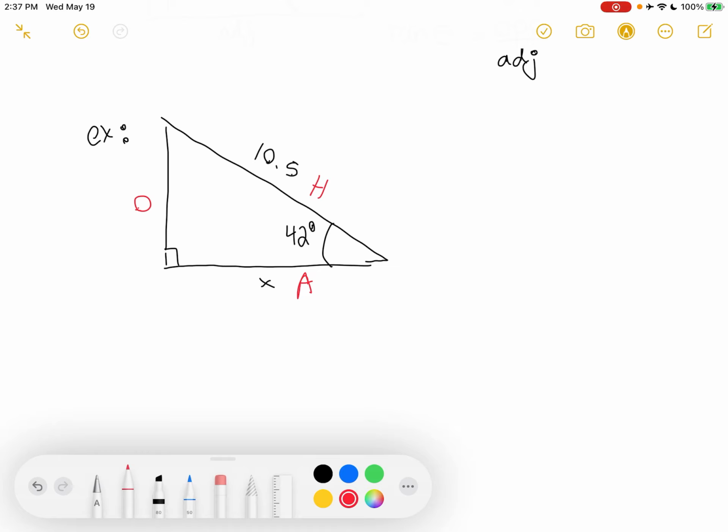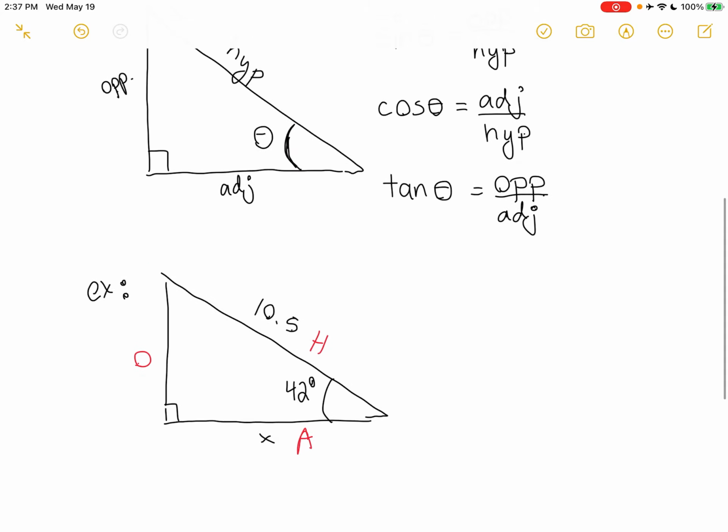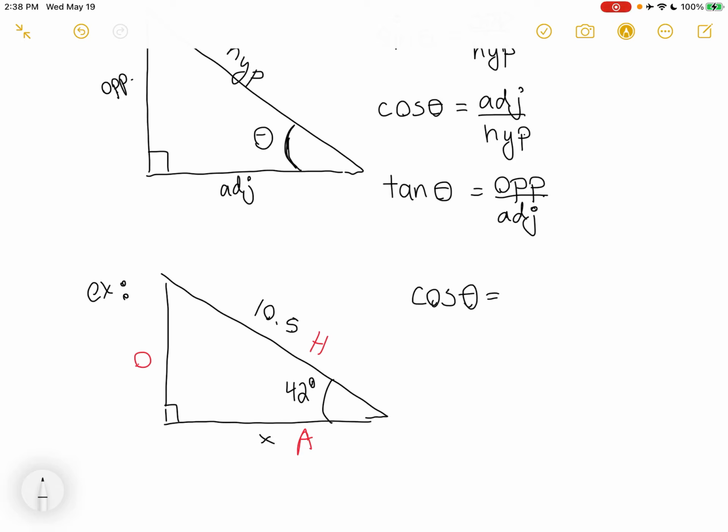And of course, we're using the 42 degrees because that's the angle that we have in the triangle. So we have hypotenuse, we want adjacent. We're going to use the cosine ratio because that uses adjacent and hypotenuse. So I'm going to write out cosine theta equals adjacent over hypotenuse. And then I'm going to fill in what I know. I know the angle is 42 degrees. I don't know the adjacent, that's x. I do know the hypotenuse, that's 10.5.